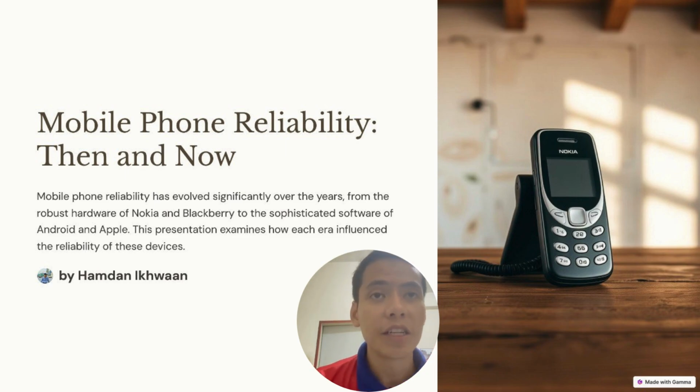In my opinion, during the use of mobile phones in the era of Nokia and BlackBerry, I only got to enjoy them for a few short years. However, there are some differences that I can pick out compared to the use of mobile phones in the era of Android and Apple.